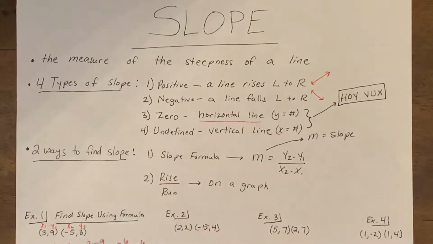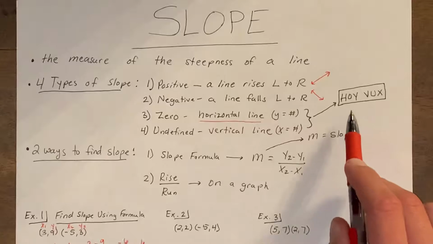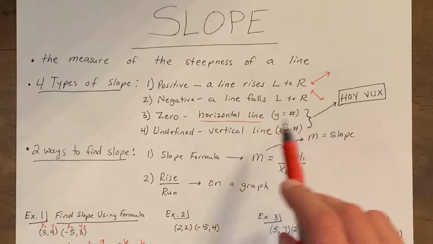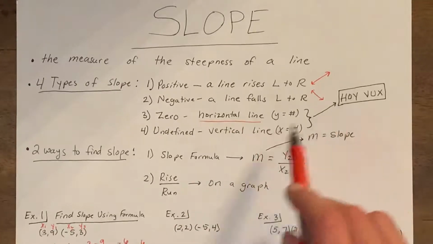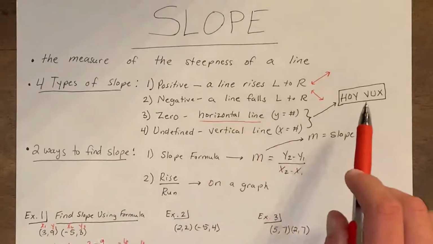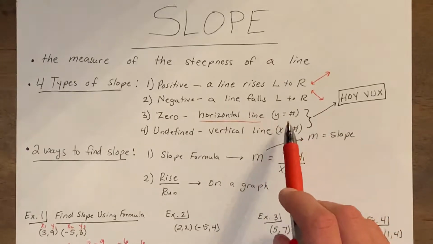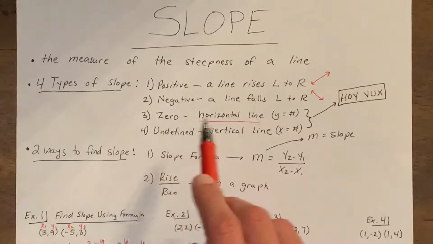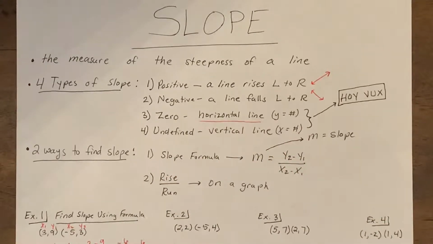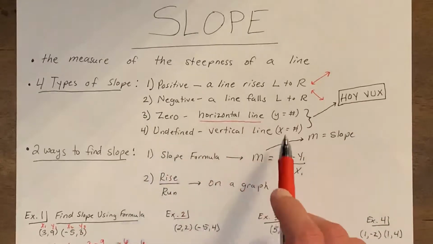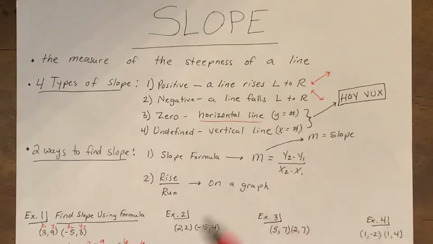Now, some of you might have seen the sign in my room that has HOY VUX on it, and this is what that stands for. H stands for horizontal. The O is really a zero, stands for zero slope, and the Y is for my equation. So if I had y equals 7, that means my line or my graph is just a horizontal line through 7. HOY. And then VUX stands for vertical, undefined, x equals a number. So if I had x equals -4, that's just a vertical line through -4. Those are our four types of slope.